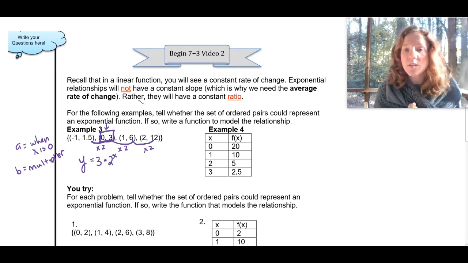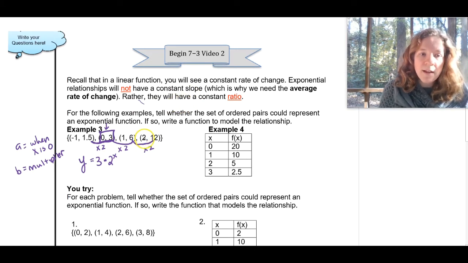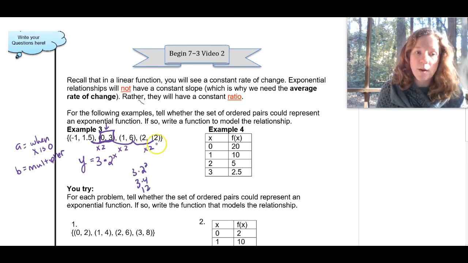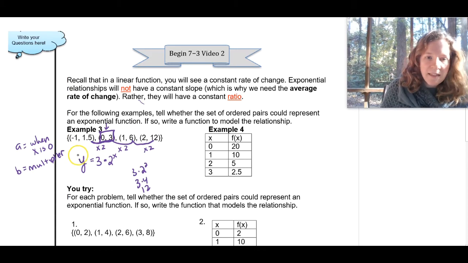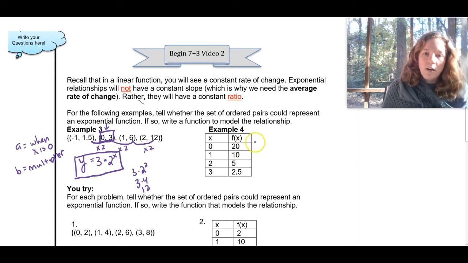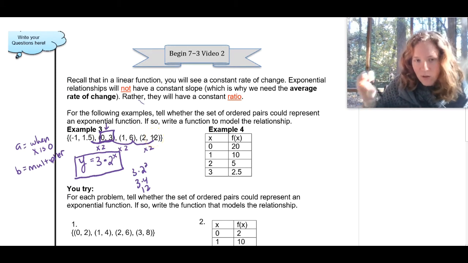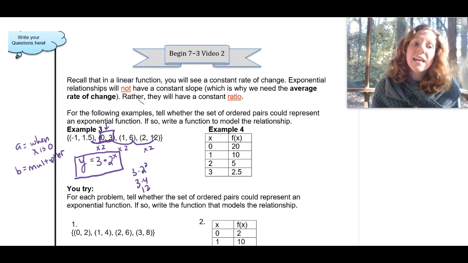Now if you want to check yourself just to make sure nothing funny is happening here, then pick a random one, like pick this 2 and plug that in. 3 times 2 to the 2 power, well, 2 to the second power is 4, and 3 times 4 is 12, which is what I expected. So you can pick a couple and just make sure you got it right. But this is my exponential function. All right? If you can't find a common multiplier, if there's not a pattern that you can follow there, like if instead of multiplying I'm adding, or the pattern is some other weird thing, then it's not exponential, and you can't write an exponential equation to represent it.